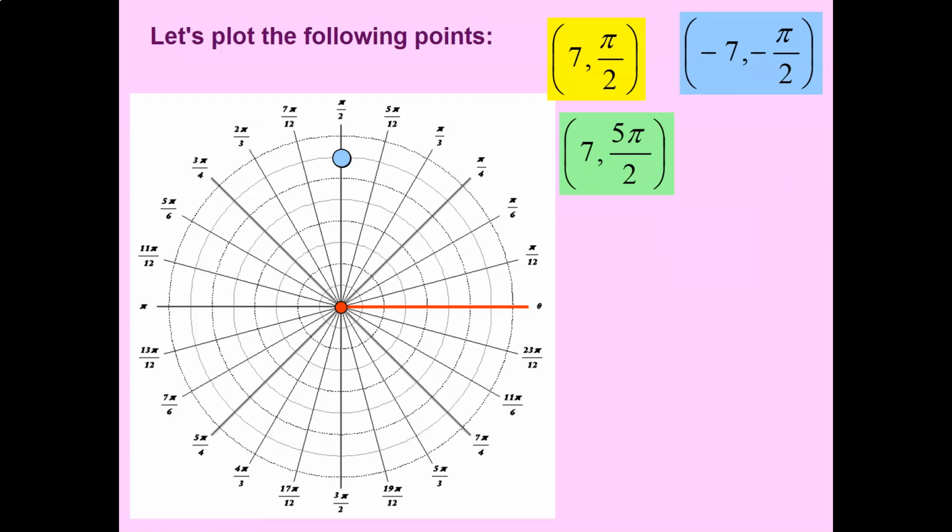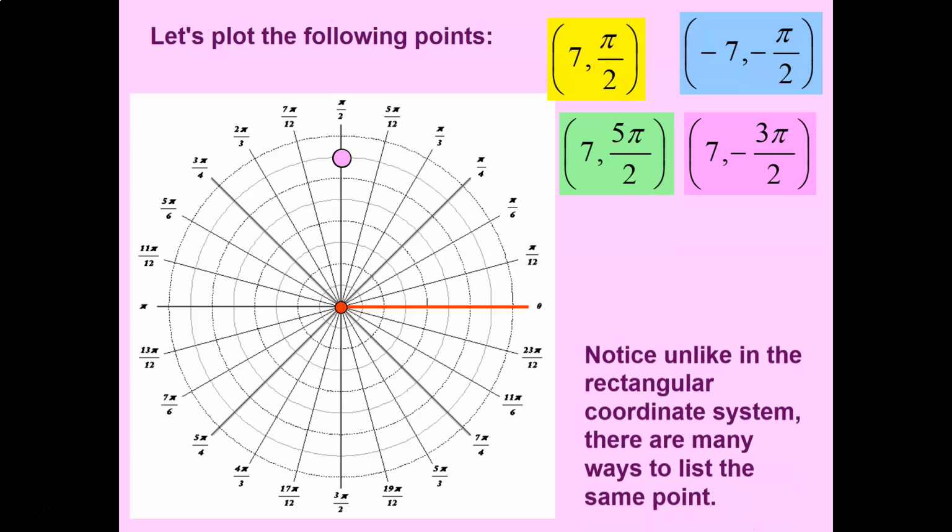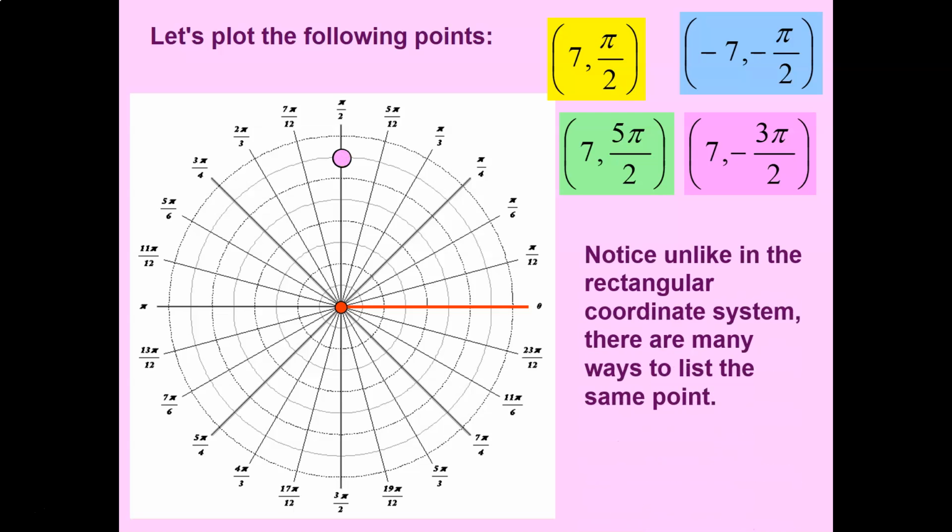What about (7, 5 pi over 2)? 5 pi over 2 goes all the way around: pi over 2, 2 pi over 2, 3 pi over 2, 4 pi over 2, 5 pi over 2, which lines up as the exact same line. If we go out 7, we're still on that same dot. And what about (7, negative 3 pi over 2)? Negative 3 pi over 2 would be that way, still the same line, and this time we go up 7, and we're on that same dot. Notice all 4 of these points wind up in the same space.